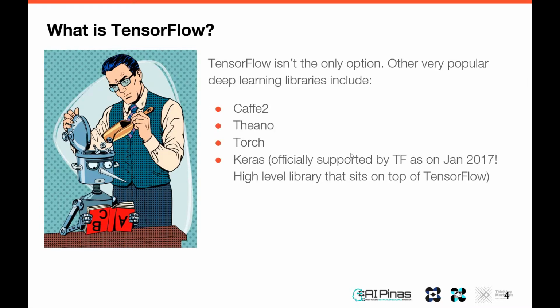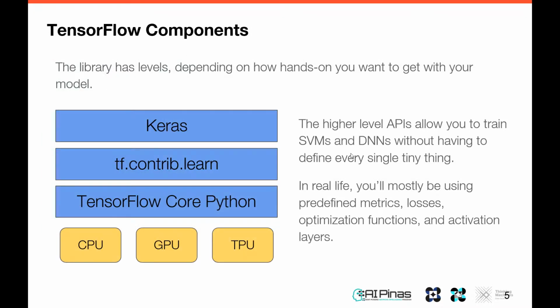It's not the only option. There are many other popular deep learning libraries, which include Caffe2, Theano, Torch, and Keras. As of January 2017, Keras is officially supported by TensorFlow and is a high-level library that sits on top of TensorFlow and calls TensorFlow. So day to day, we really like using Keras to implement things, but for the purposes of this demonstration, we're going to stick to the slightly lower level TensorFlow library.